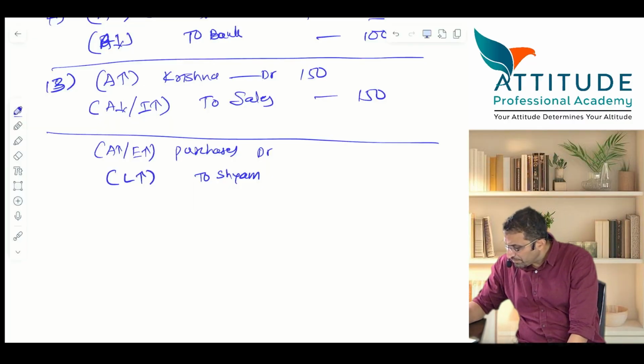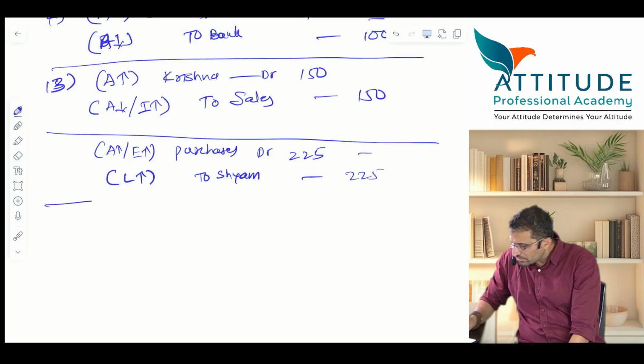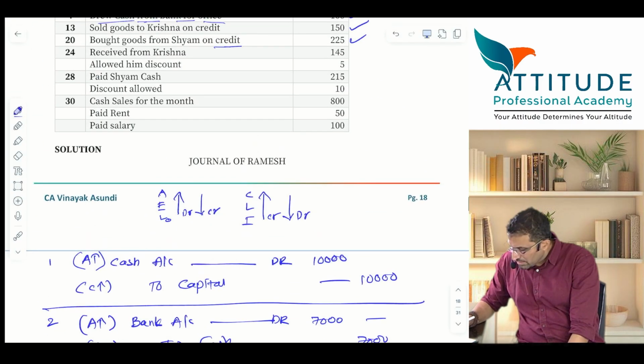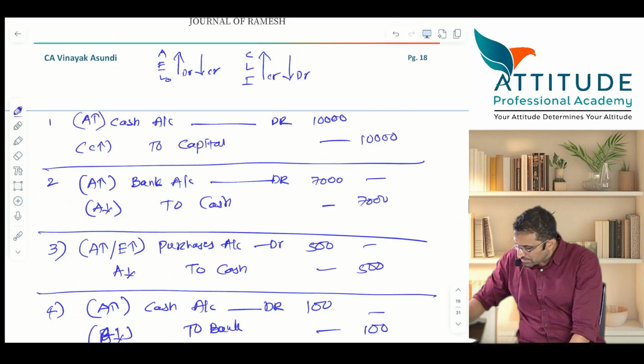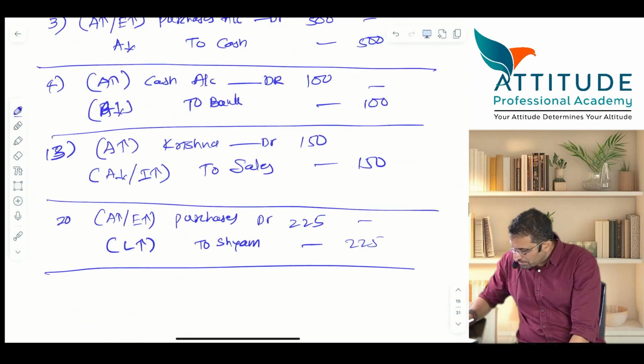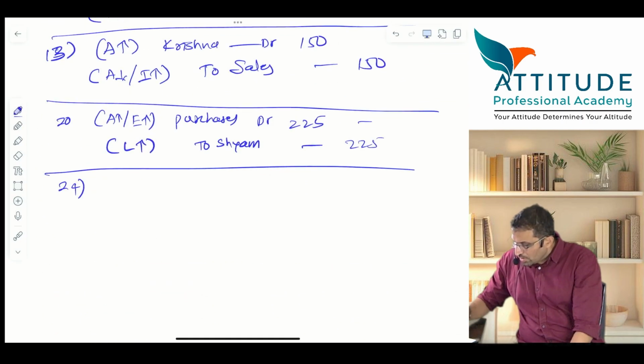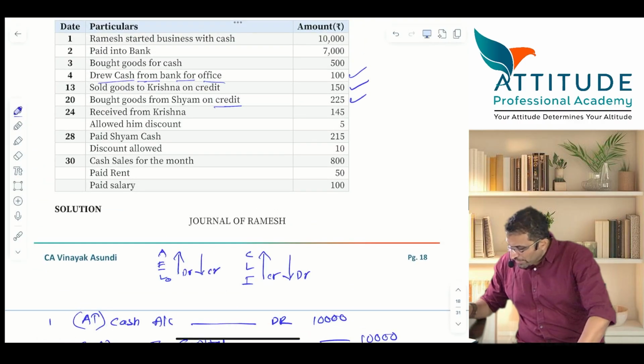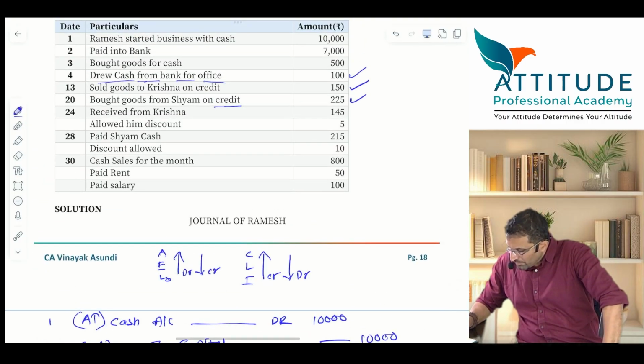कितना है? 225. This is the date, 20th. Now 24th. हो 24th को क्या हो रहा है देखो. Here it is. What is there? Received from? Sir, you have to receive from Krishna 150 actually.